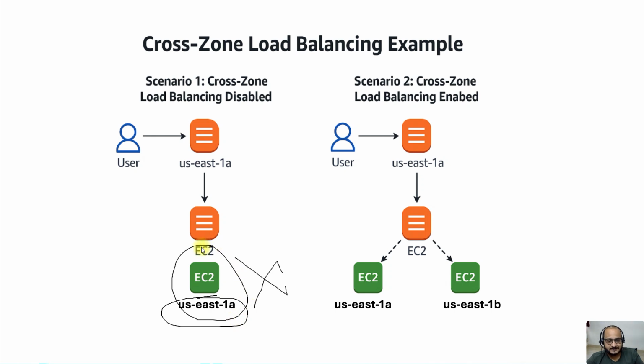So this is the purpose of availability zone. Each availability zone will have one load balancer node, and that load balancer node distributes the traffic to the EC2 instance which is registered as part of that particular availability zone. Now we have another concept, which is cross zone load balancing.